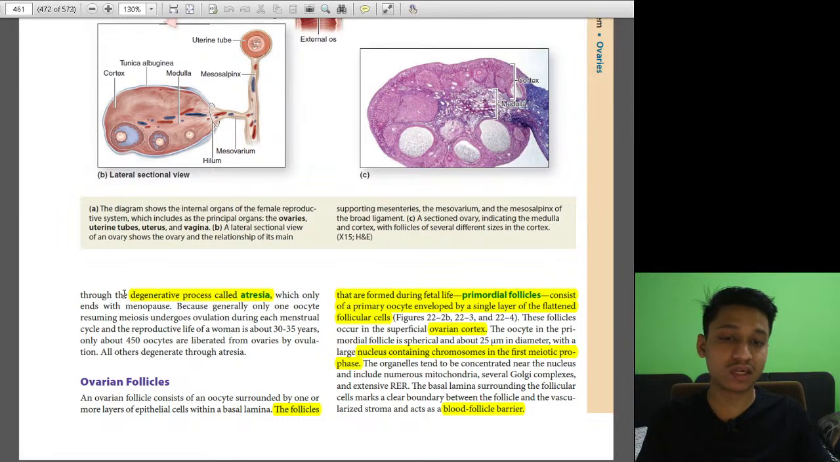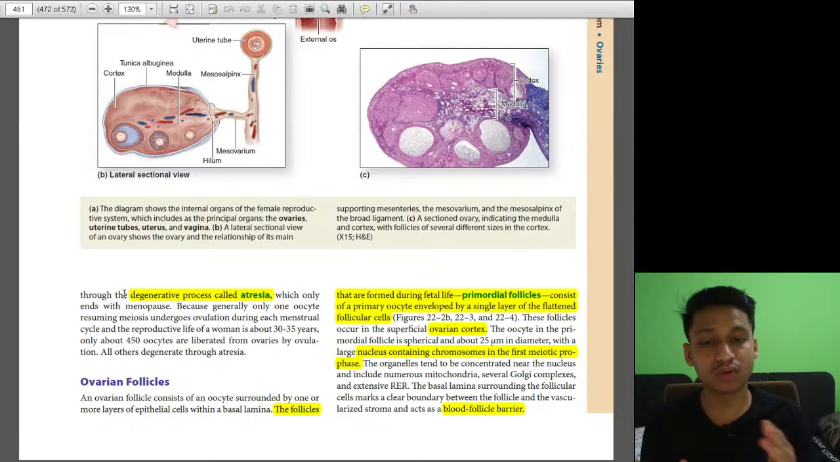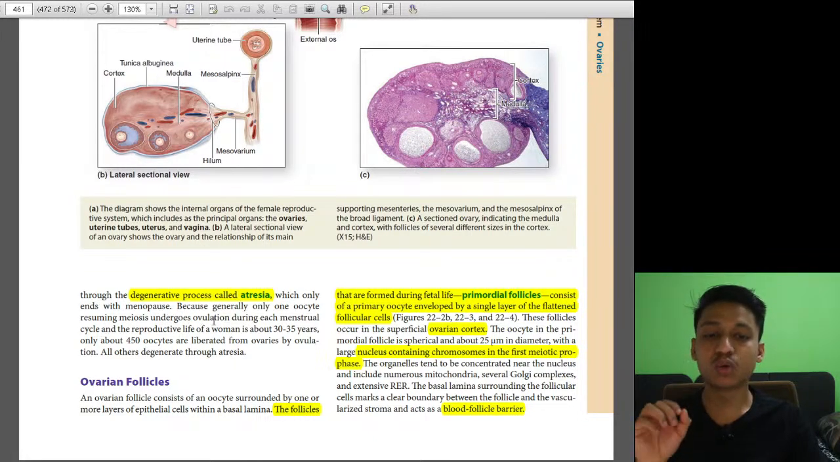This degenerative process called atresia goes on not just at the fetal stage but throughout life until the menopause of the female reproductive cycle. Generally only one oocyte resumes meiosis and undergoes ovulation during each menstrual cycle, and the reproductive life of women is about 30 to 35 years. Only about 450 oocytes are liberated from the ovaries by ovulation. All the others degenerate through atresia.